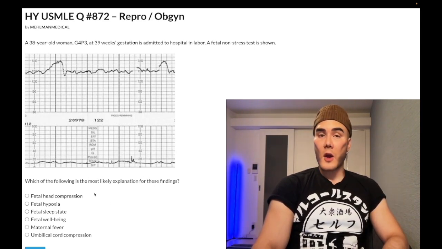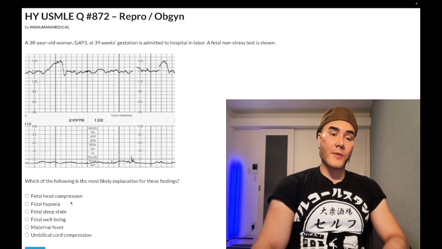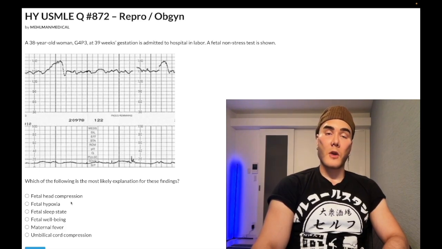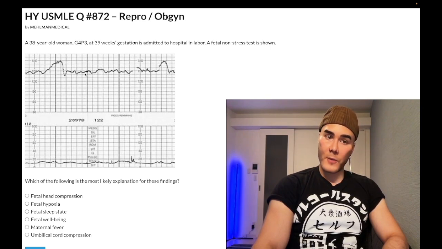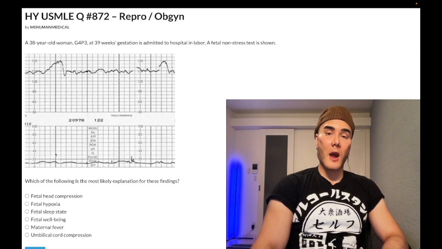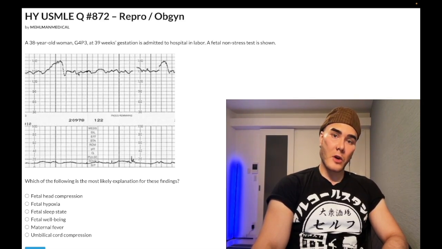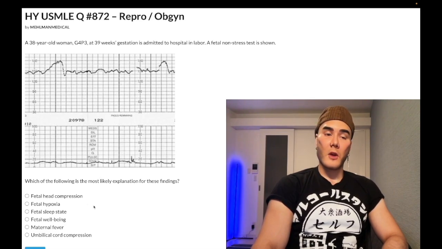So the question is asking the most likely explanation for these findings on the non-stress test. Should I say fetal head compression? Wrong answer. So this is benign. You need to know that we're going to have what are referred to as early decels, early decelerations, where we're going to have a dip in the fetal heart rate at the same exact moment as we have a uterine contraction. It's going to look exactly like this, just flipped over the x-axis. If you were to take this curve and bring it to the bottom where you have the uterine contraction, it would occur at the same exact moment as a dip in the fetal heart rate. They're in the exact same y-axis. That's called an early decel.